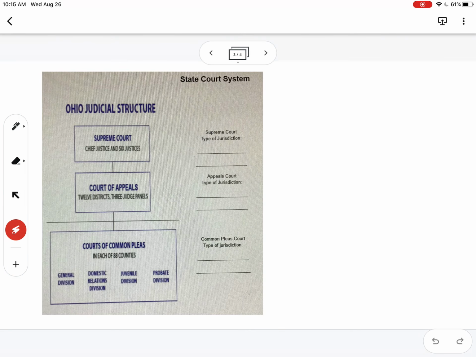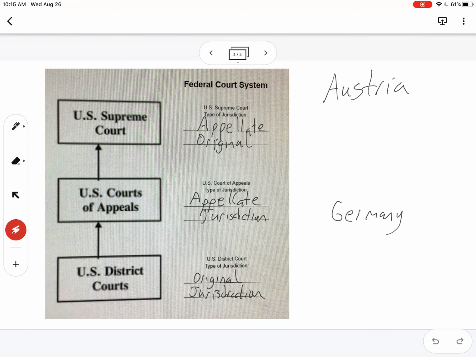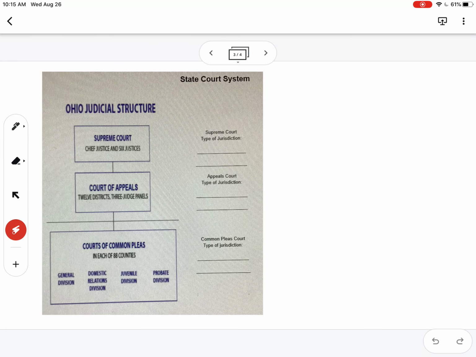Okay? On to the state courts. So this is the Ohio judicial structure, as you can see from the title here. But we're going to use it to talk about state courts. Largely, they're very similar to the federal system over here. So where you see appellate and original, except the state Supreme Courts do not have original jurisdiction. They only have appellate.